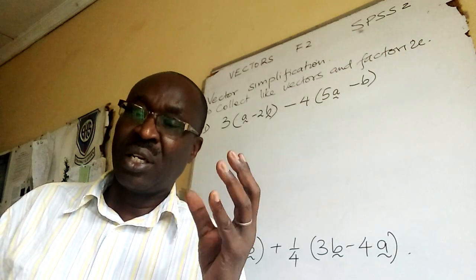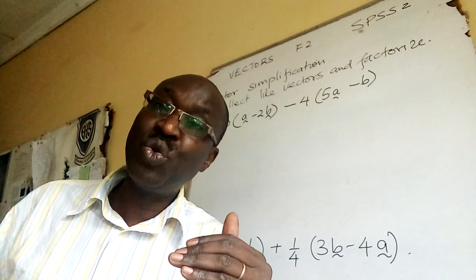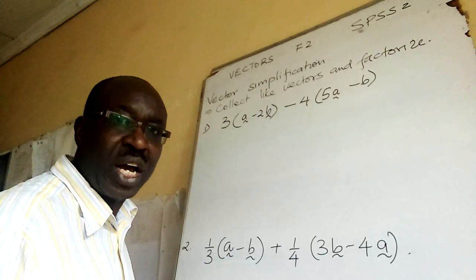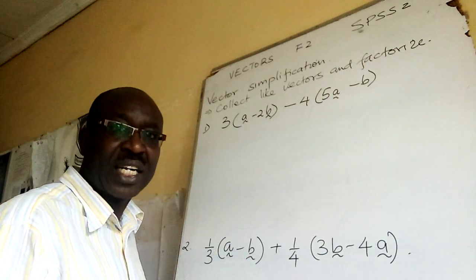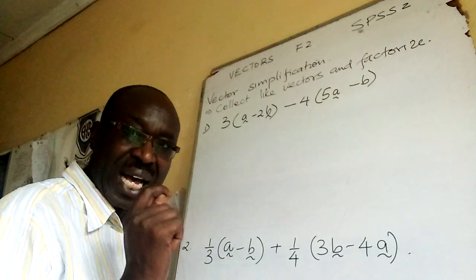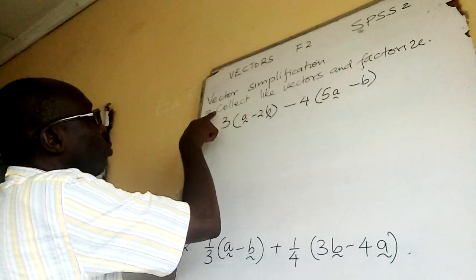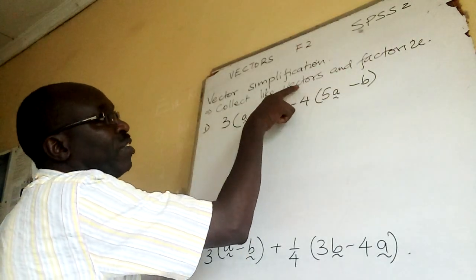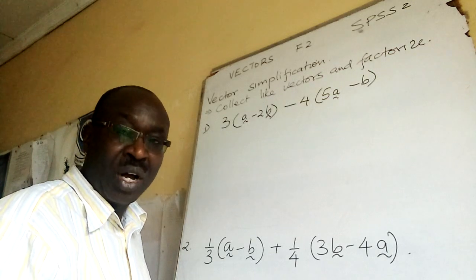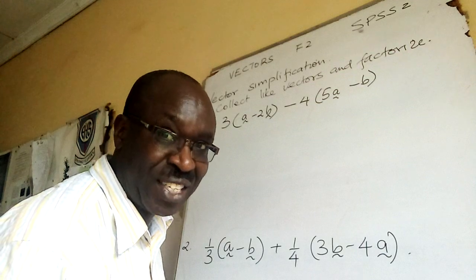Now, in vectors, we do the same. So I have two examples here which can help us understand that concept. What is the core? How to simplify vectors. So we have to collect like vectors and factorize. You saw my example. I collected like terms and factorized.